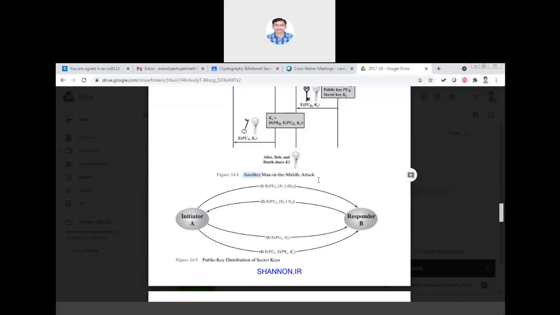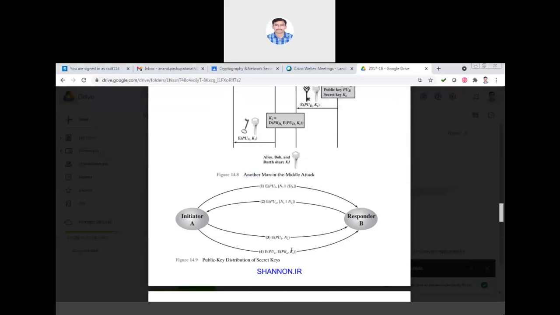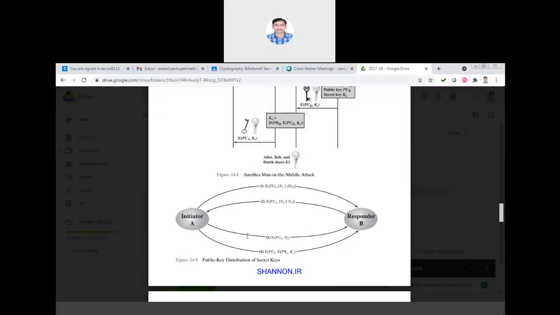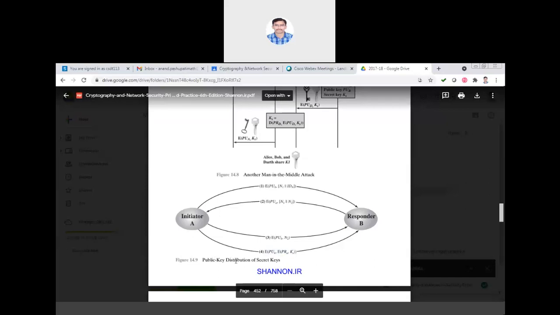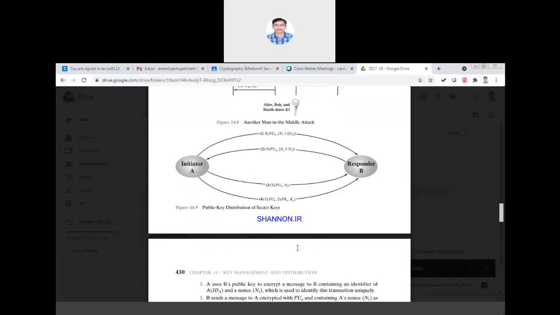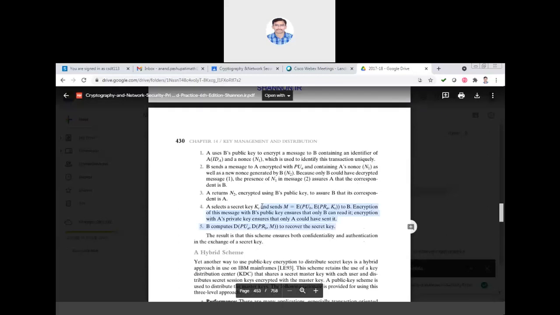In the previous process, the key was revealed to the third person, because it was not secure. That's why the man in the middle attack happened. But in this case, both A and B first made sure about their identity with each other, and once they confirmed their identity, they shared KS. That's the public key distribution of secret keys concept. I hope this is clear. The same explanation has been given here, you can just go through it.